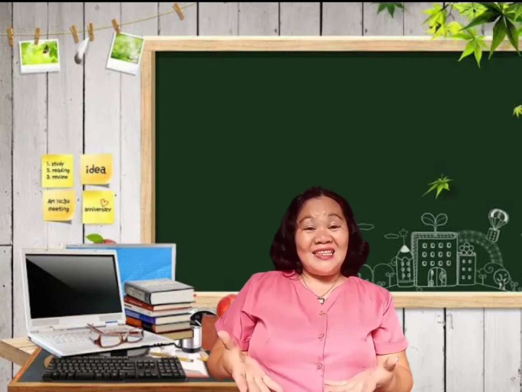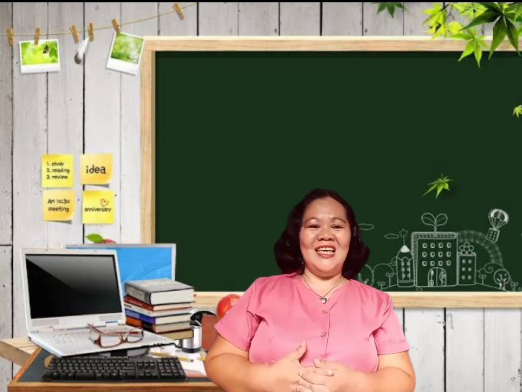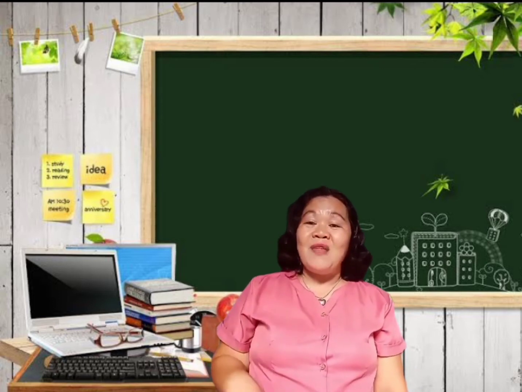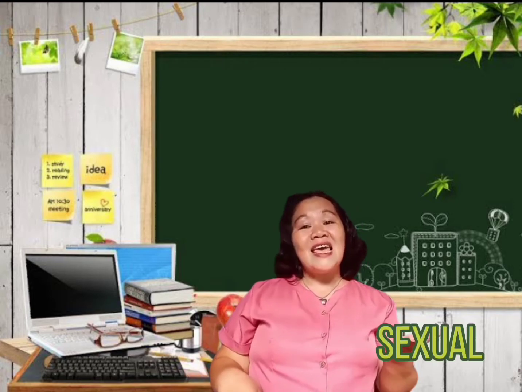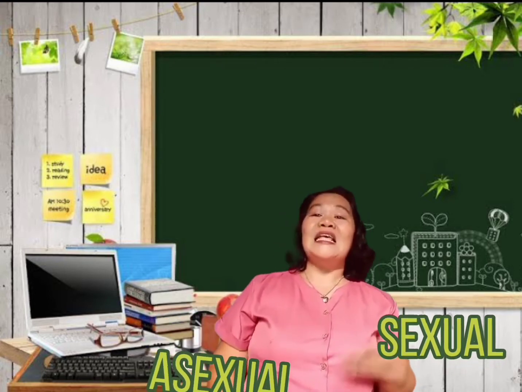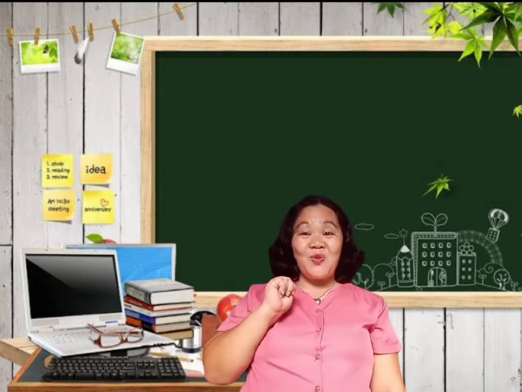What is it? Okay, modes of plant reproduction. Here we go. Do you know the two modes on how plants reproduce? Sexual and asexual, sexual and asexual, and now you know the two modes.